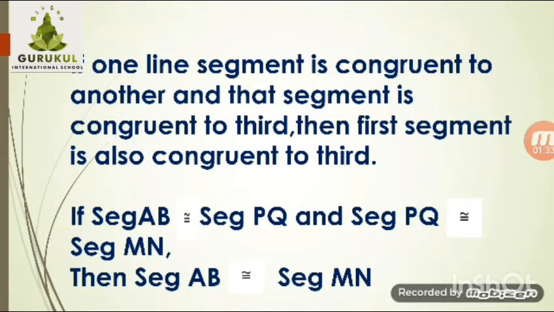If one line segment is congruent to another and that segment is congruent to a third, then the first segment is also congruent to the third. Means if segment AB is congruent to segment PQ and segment PQ is congruent to segment MN, then segment AB is congruent to segment MN.